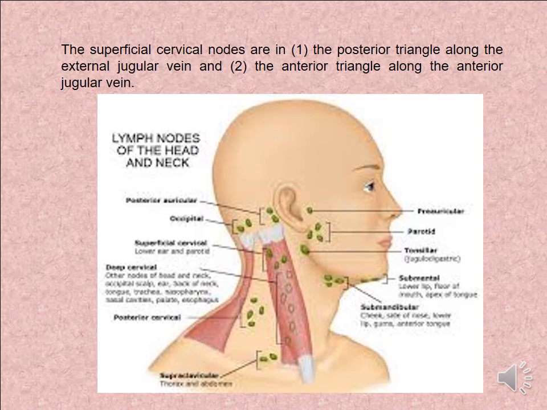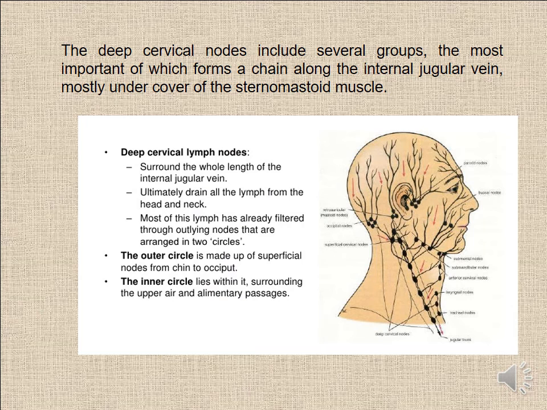The superficial cervical nodes are first in the posterior triangle along the external jugular vein, and second in the anterior triangle along the anterior jugular vein. The deep cervical nodes include several groups, the most important of which form a chain along the internal jugular vein, mostly under cover of the sternomastoid muscle.